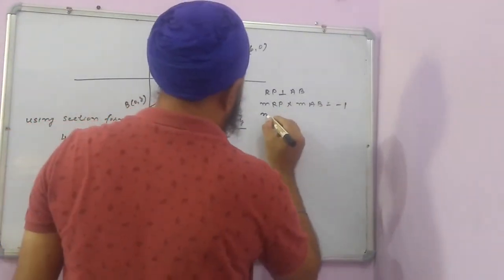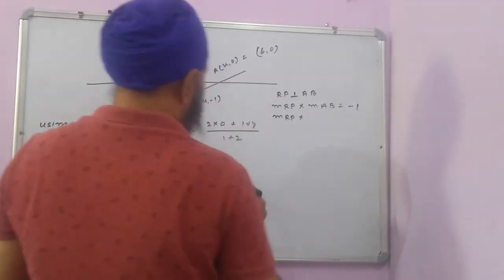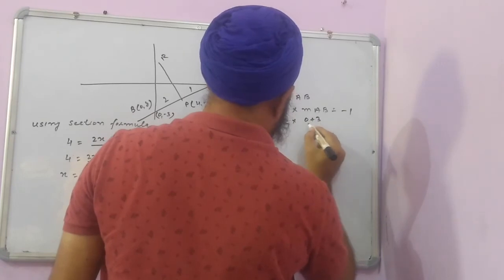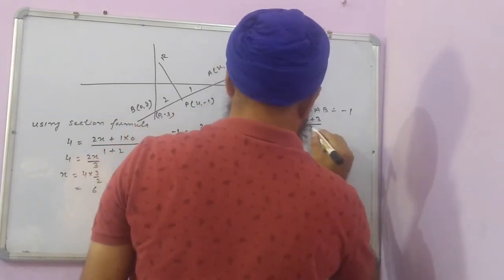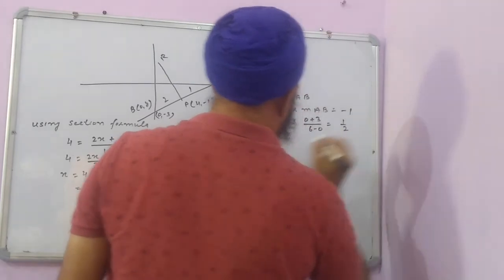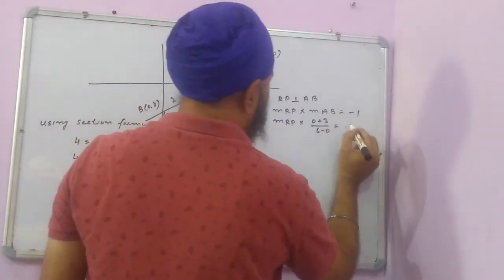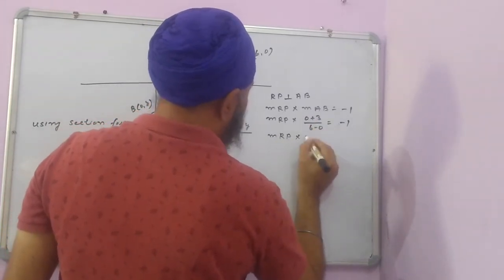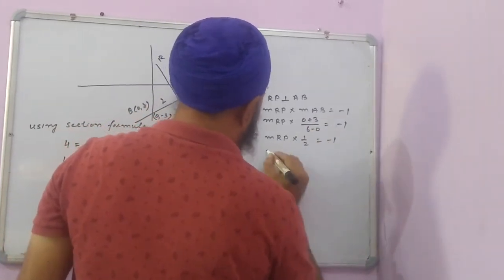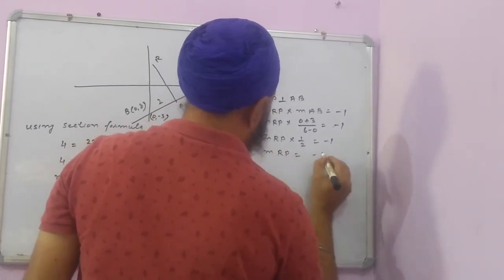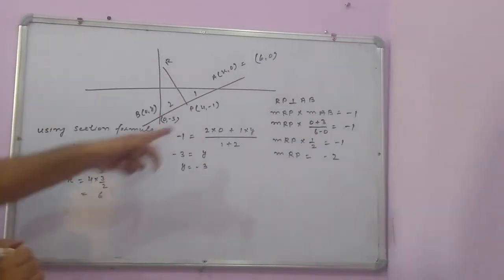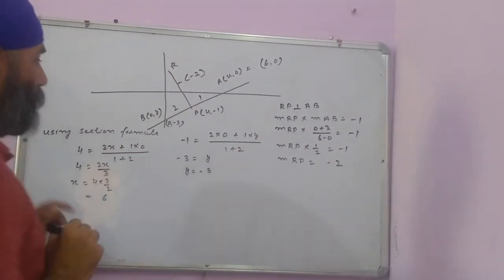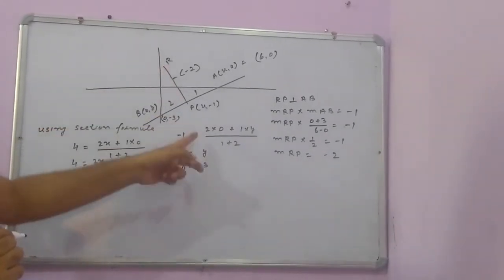So m RP, slope of AB, we use the formula (y2 minus y1) upon (x2 minus x1), it is 3 upon 6, 1 by 2. So m RP into 1 by 2 is minus 1. Slope of RP is minus 2. Slope of this line is minus 2. Now we have to find the equation of RP.